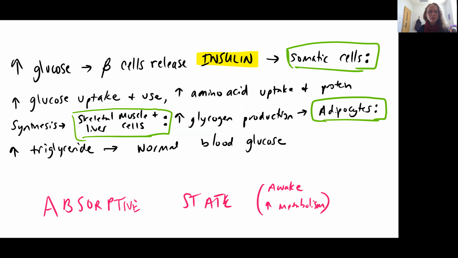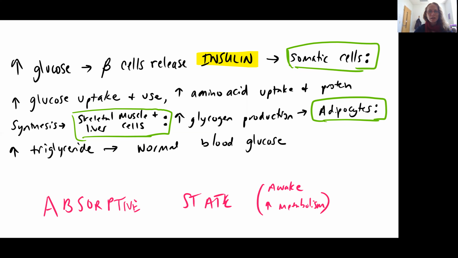This is all characteristic of the absorptive state. So when we're eating food, we're flooding our blood with carbohydrates, with glucose, with amino acids, with fatty acids, lots of nutrients. So let's use them, right? And so that's how we're going to see our cells using the glucose, using the amino acids, and storing those fatty acids for later. This is all typically when we're awake and we're eating and our metabolic rate is highest.